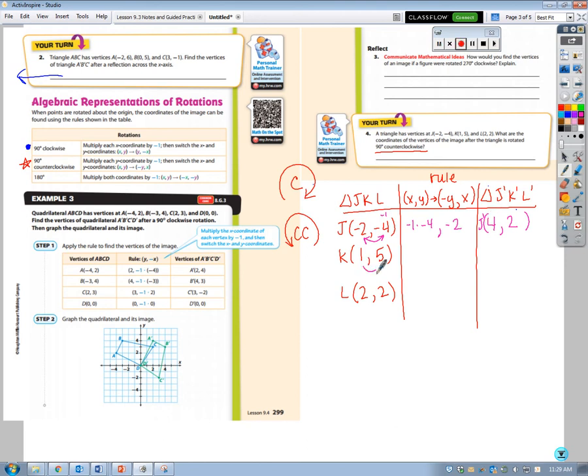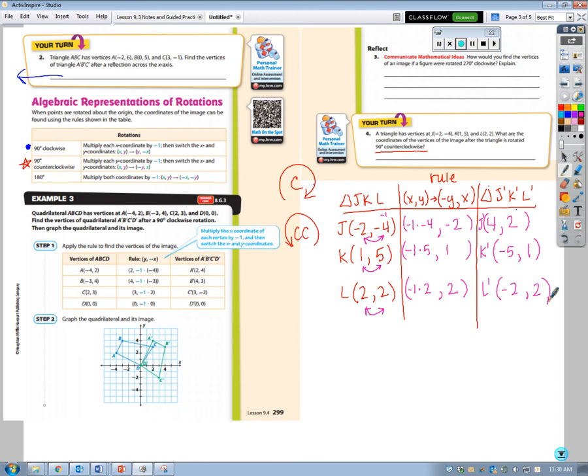Okay, so same thing here. I'm going to switch them, and I'm going to multiply that original y by negative 1. So negative 1 times 5, and 1. So K prime is negative 1 times 5, which is negative 5, and then 1. And I'm going to do L prime. So I'm going to switch them. So I've got negative 1 times 2 and 2. So then my L prime, negative 1 times 2 is negative 2, and 2.